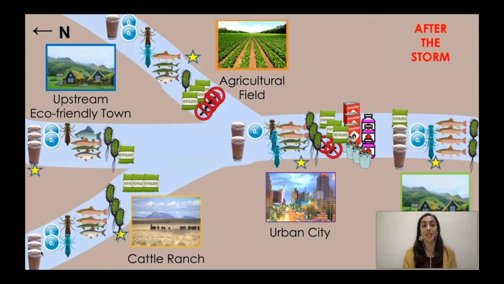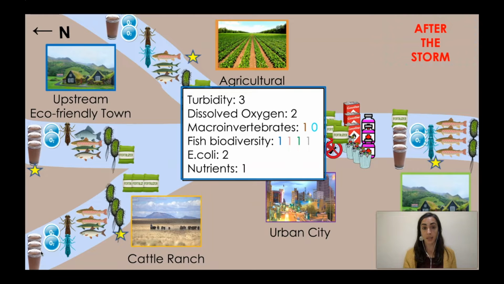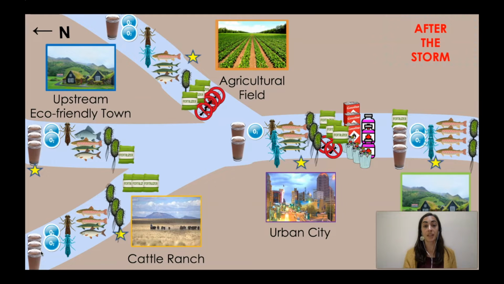Okay, so we're going to start with the upstream eco-friendly town. As you can see here, we have 3 turbidity cards, 2 dissolved oxygen, 1 healthy macroinvertebrate, and 0 for the unhealthy. So far looking good. We had all different fish biodiversity. We have 2 E. coli and 1 nutrient. Now, the next one is going to be the cattle range.